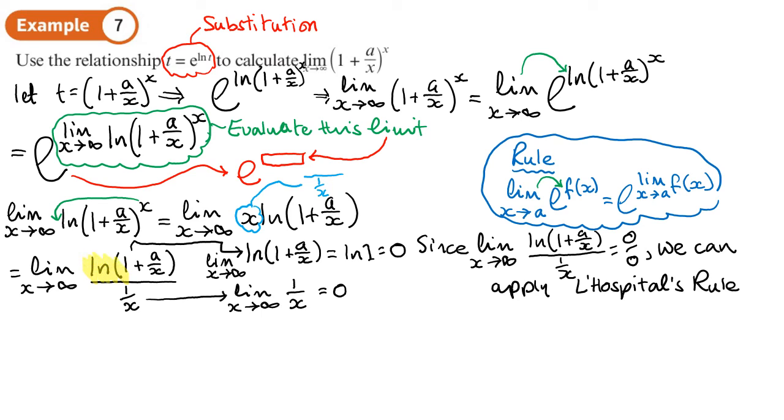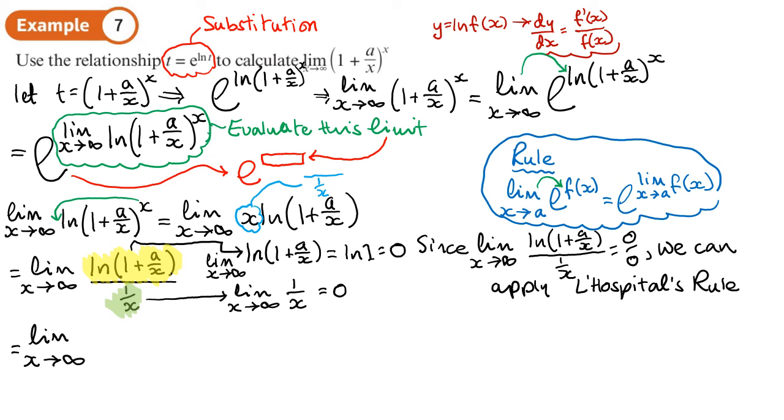We're going to differentiate this, log of 1 plus a over x, and we're going to differentiate this, 1 over x. Applying L'Hopital's rule, we're now going to work out the limit of these first derivatives. If I want to differentiate the log of a function, so if y equals that, then dy/dx is equal to the function differentiated over the function.